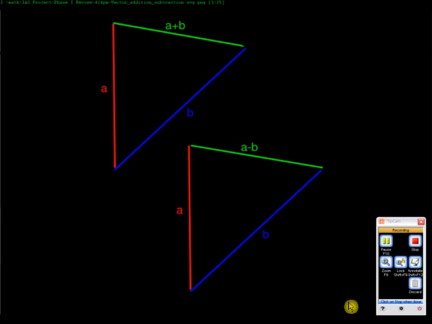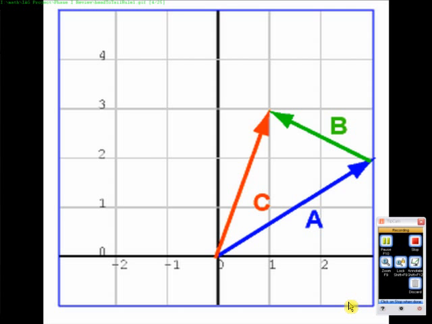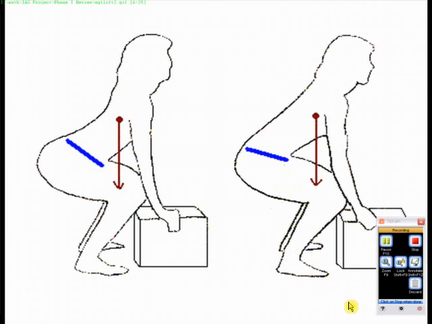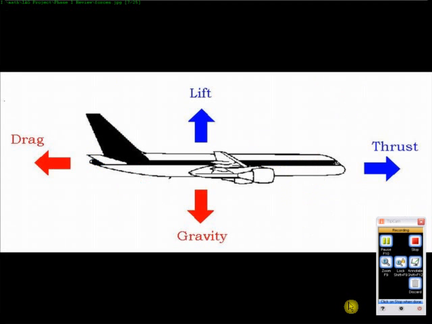Vector addition was a very important topic. We spent a lot of time adding vectors, and in our vector addition problems, many of our examples included real-world problems, such as people skiing and people lifting. Vectors have a very important place in analyzing aircraft and spacecraft in any type of flight, be it flight inside the Earth's atmosphere or space flight.